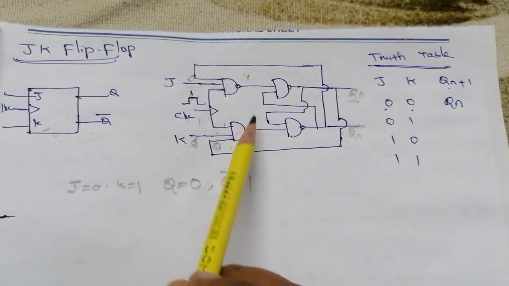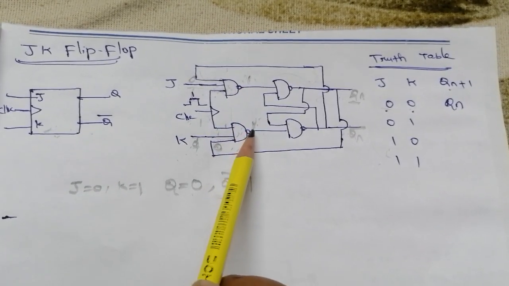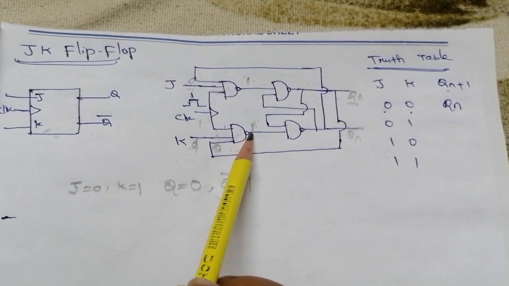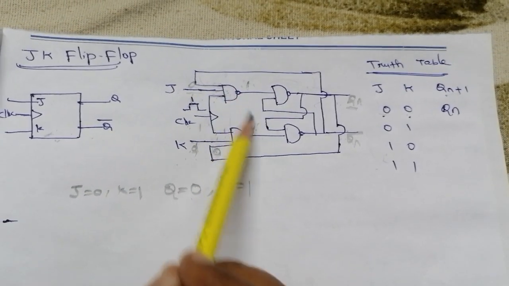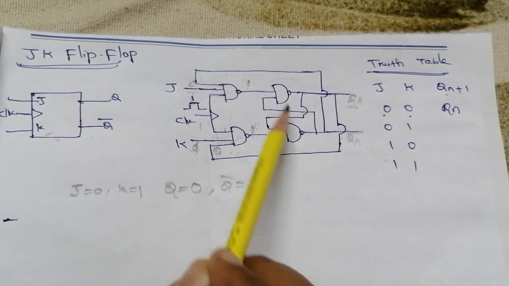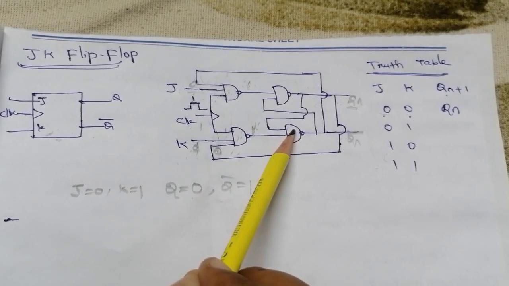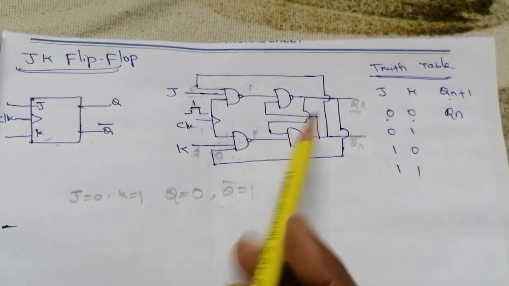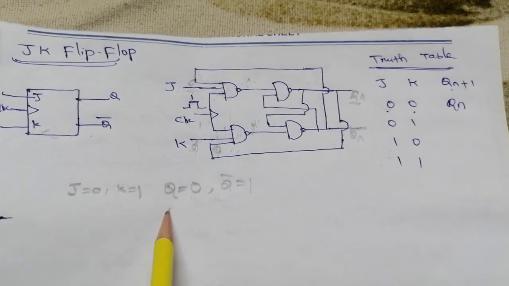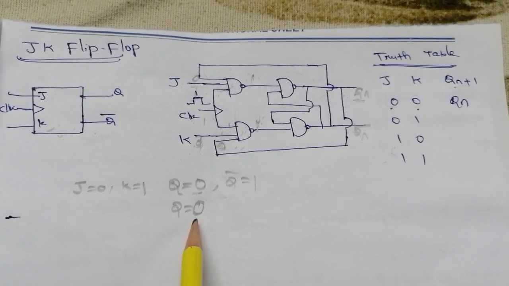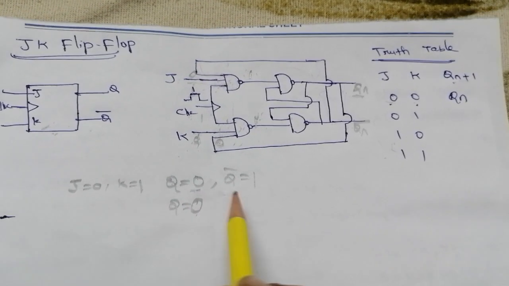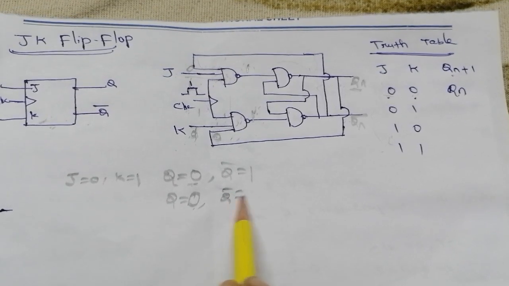Again here the output is 1. Here the output is 1. So which is nothing but input of this SR NAND latch. The next state of this SR NAND latch is no change condition. So no change means past output will be the present output. So past output is 0, so present output is also 0. If Q is 0, then Q bar is 1.